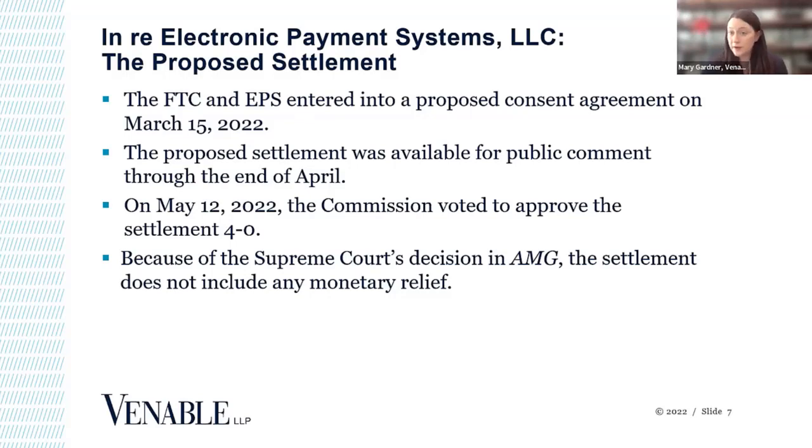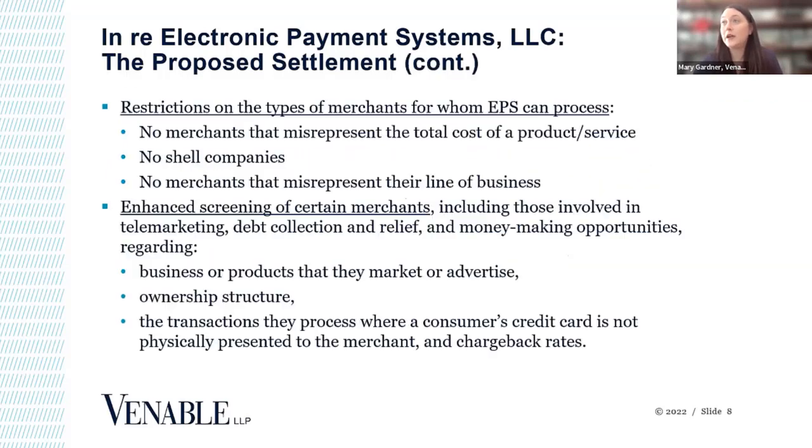A few interesting facts about the settlement: because of AMG, there's still no money. There was no monetary component to the order, but it does contain several very interesting screening, monitoring, and injunctive provisions. So there were a lot of restrictions on the types of merchants that EPS can now process for. So no shell companies, no misrepresentations regarding the type of business.